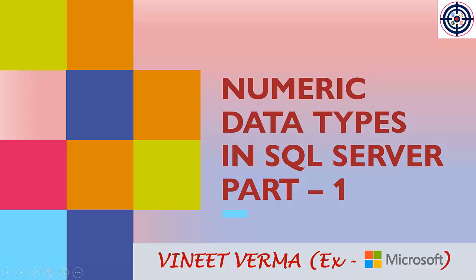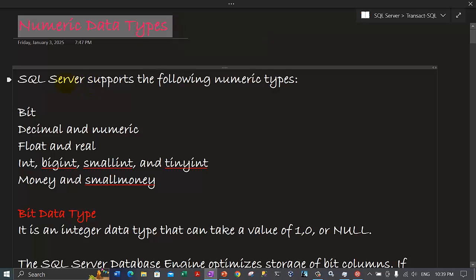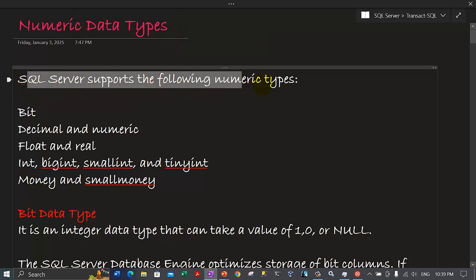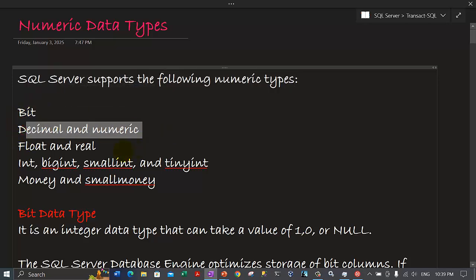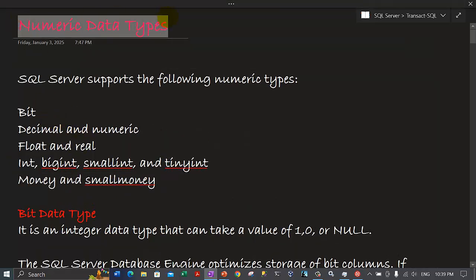So let me take you to my notes quickly. Today we will discuss numeric data types. So let's begin. SQL Server supports the following numeric types. The first one is the bit type, and then we have decimal and numeric, which are one and the same thing. They are synonyms. Both can be used interchangeably. Another numeric type we have is float and real. And then we have int, bigint, smallint and tinyint. Lastly we have money and smallmoney. These all come under the numeric data types.